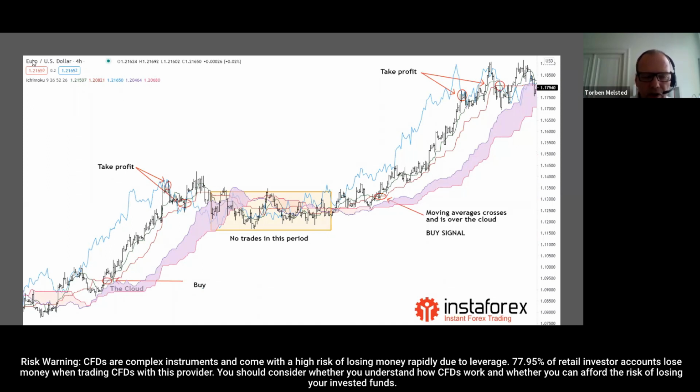Still, we are still in euro against dollar, 4 hour. We have a buy here. We are above the cloud. The light blue is moving up, indicating a trend. So you go into the market around here. So that's this one, just what we looked at. And exit or take profit up here or here. Your choice, 50-50, doesn't matter.